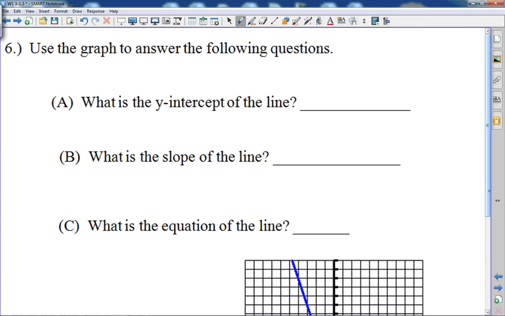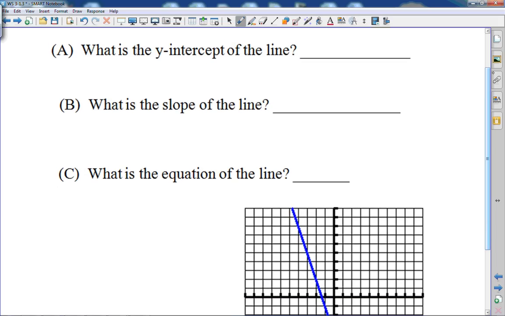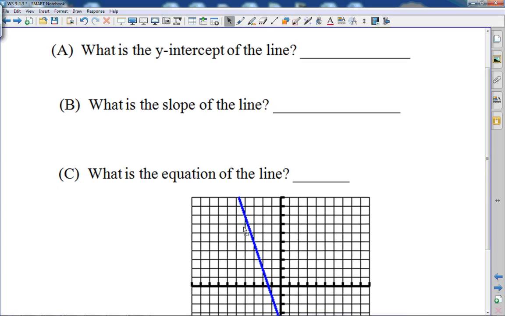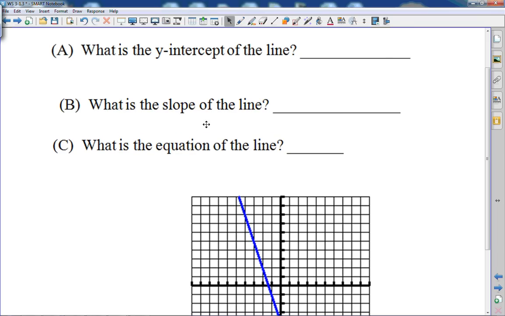All right, here's the next one. Well, golly gee willikers, let's see if I can move some of this up. There we go.